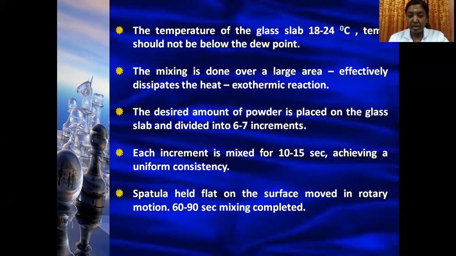Then you dispense the liquid. For example, if you're mixing the luting consistency, you have to dispense 2 scoops of powder and approximately 6 to 7 drops of the liquid. That is for the luting consistency. Supposing you are going to mix the restorative consistency, then you have to dispense 2 scoops of powder and 4 drops of the liquid. So first you dispense the powder, divide it into 6 increments, then you dispense the liquid.